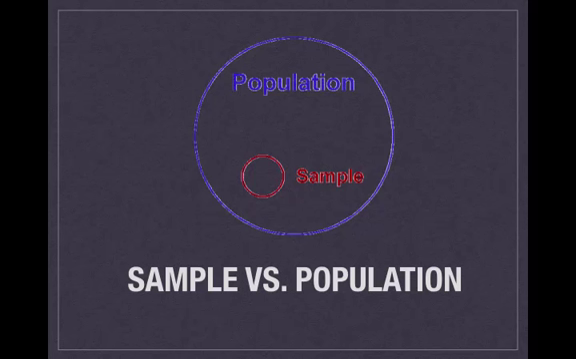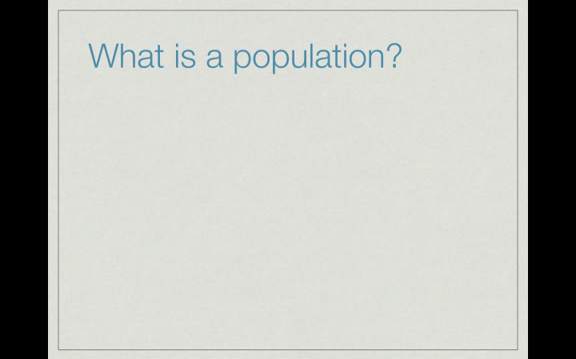Today we're going to look at the difference in sample versus a population. So a couple of things that we need to know. One, what is a population? Now a population would be the whole entire group. So let's say you want to find out what percent of Ohioans drive red cars. Your population would be every single person in Ohio.